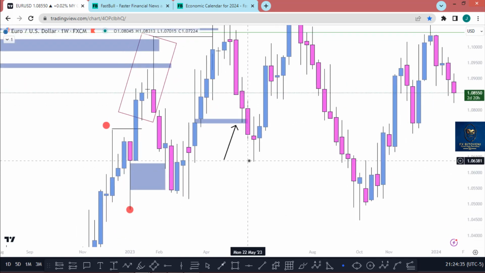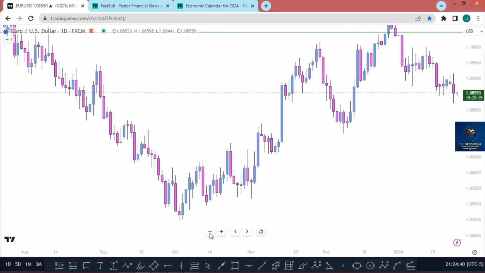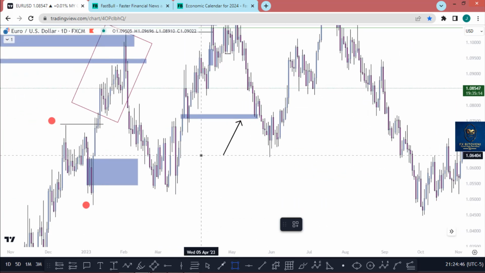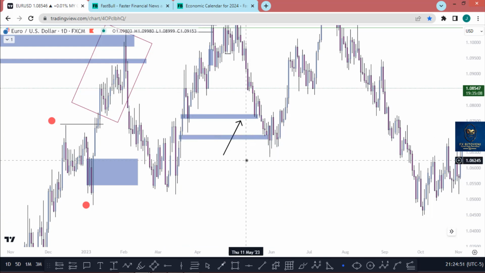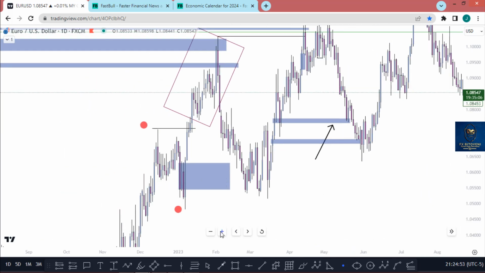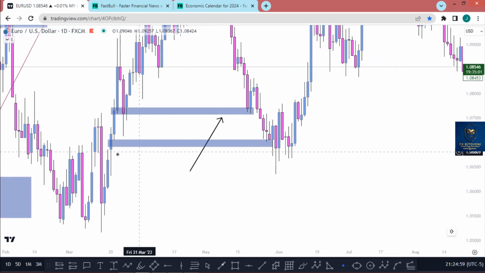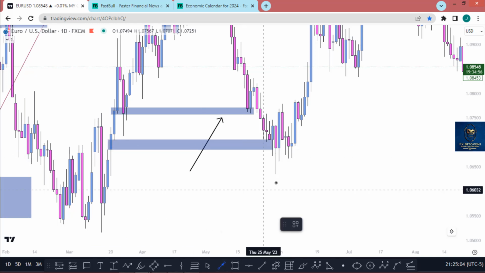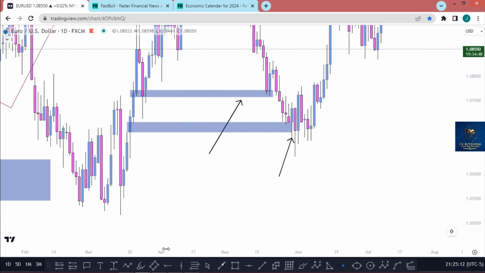So here you can use the daily. On the daily, you can see that you have what? You have your imbalance here. After this imbalance, you have a beautiful rejection here. With this rejection, check if you can see a clear break of structure. There isn't. Wait. Remember, this is a higher time frame.